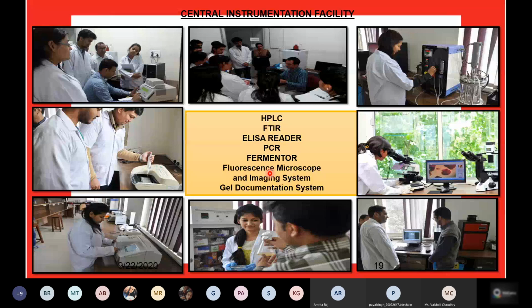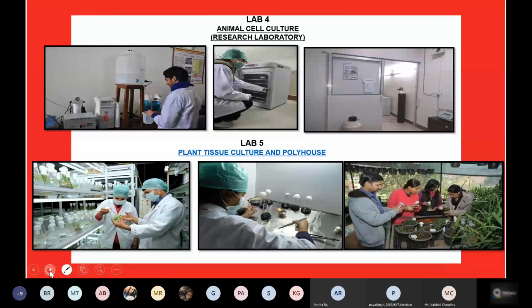Yeah, this is a water purification system. This is an incubator, and this is very important because this lab is a cell culture lab, right? And here you will see the cells growing in in vitro conditions, and it is very exciting.